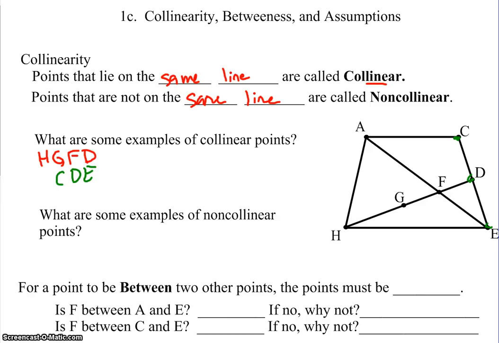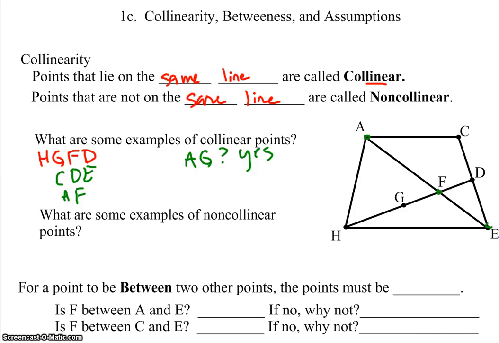You don't have to have 3. You don't have to have 4. You could even have 2 points. Like A and F. Those are collinear. What about points A and G? Would they be collinear? You have to be able to make one line that goes through both those points simultaneously. It's kind of a tricky question, but yes, actually AG is collinear.